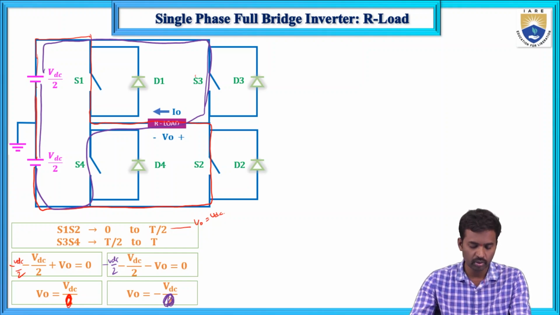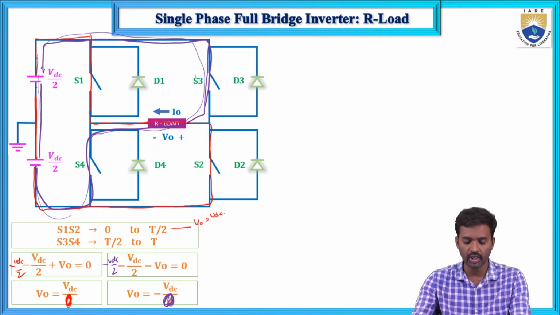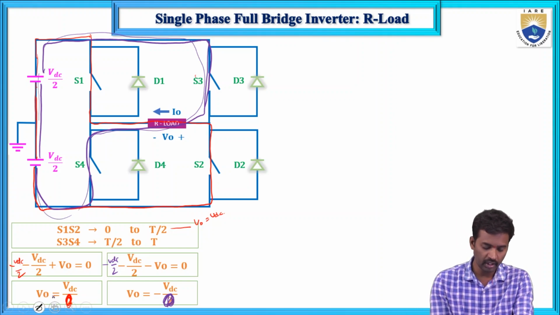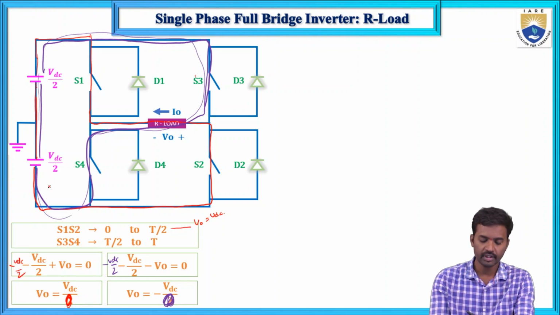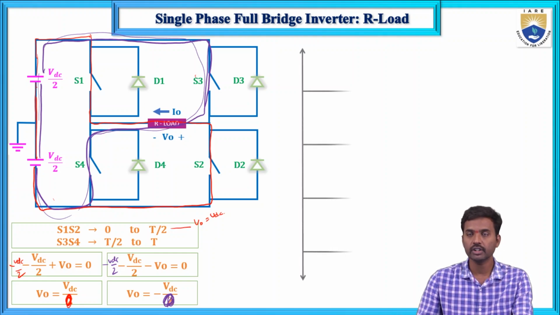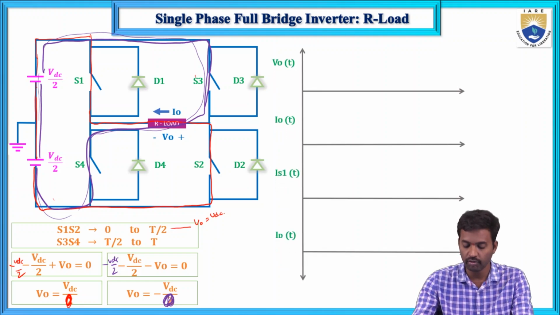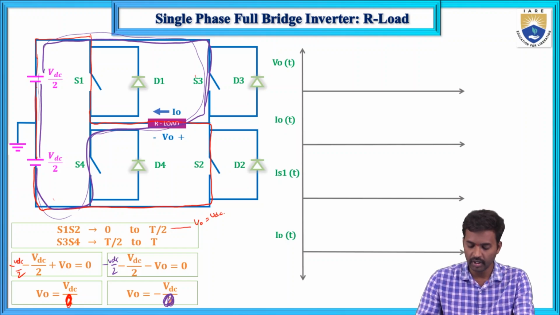Now here, from 0 to T by 2, S3 and S4 switches will conduct through this R load. And next, from 0 to T by 2, this red color, S1 and S2 switches will conduct through this R load only. And next, if you see the waveforms, first is the output voltage waveform, next the output current waveform, switch currents, and next the diode currents.